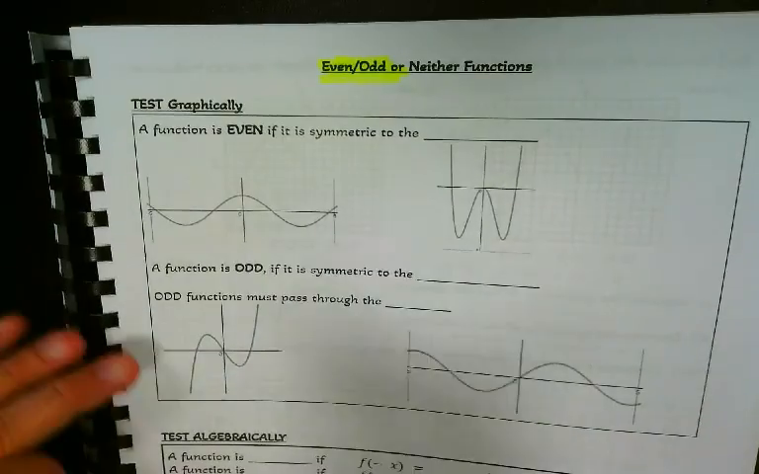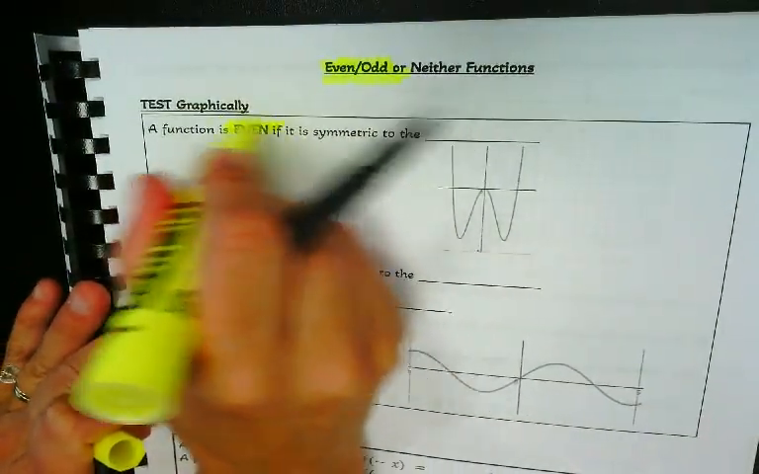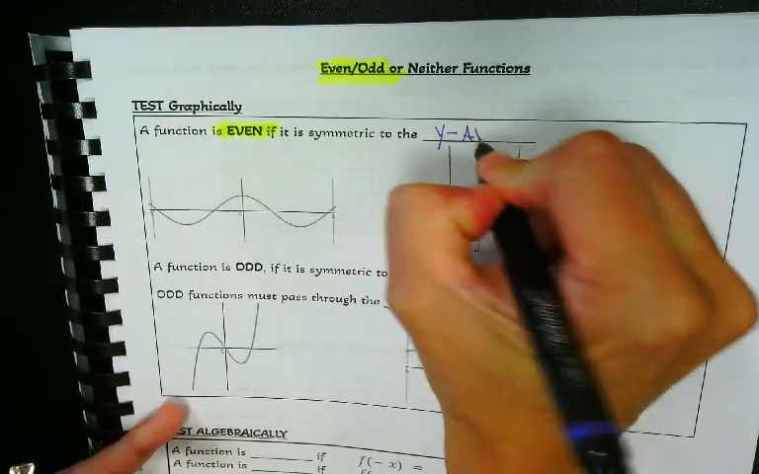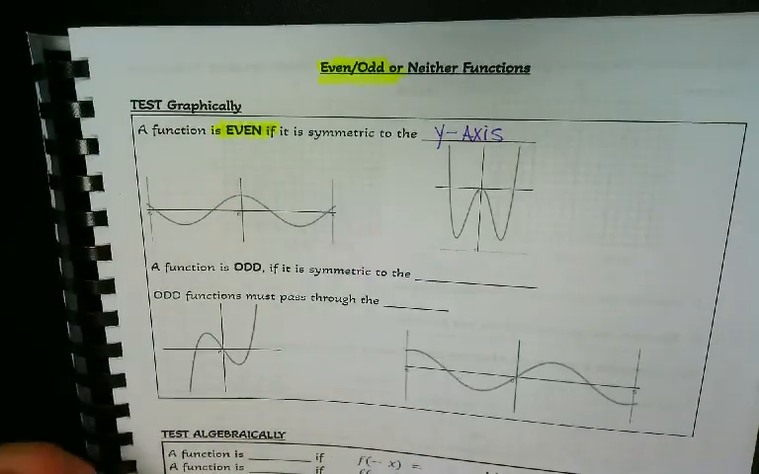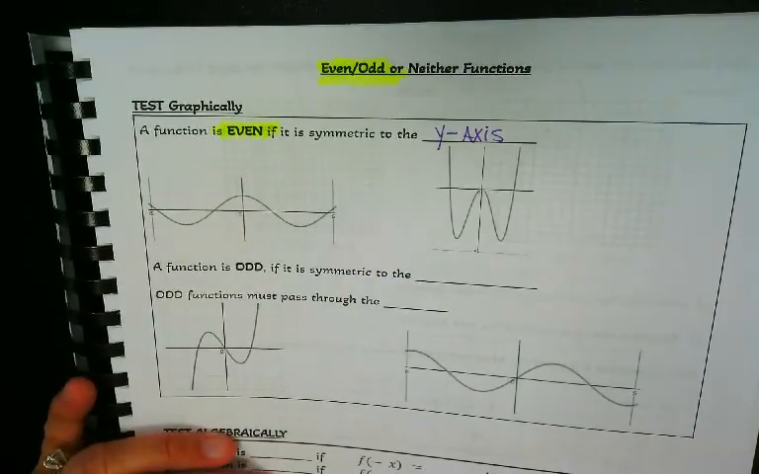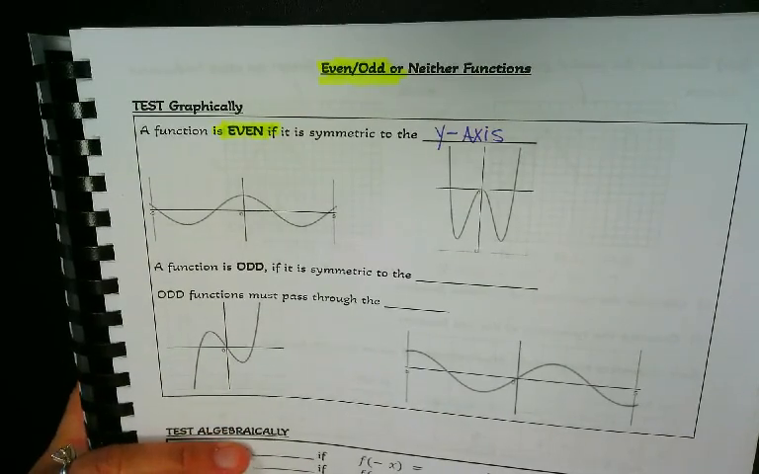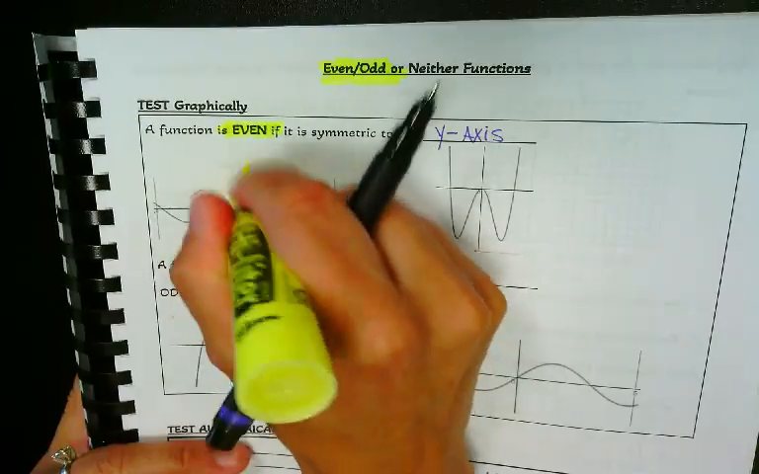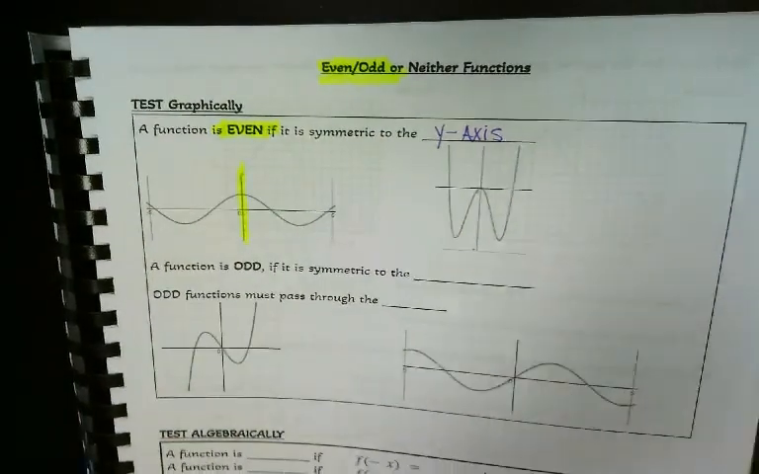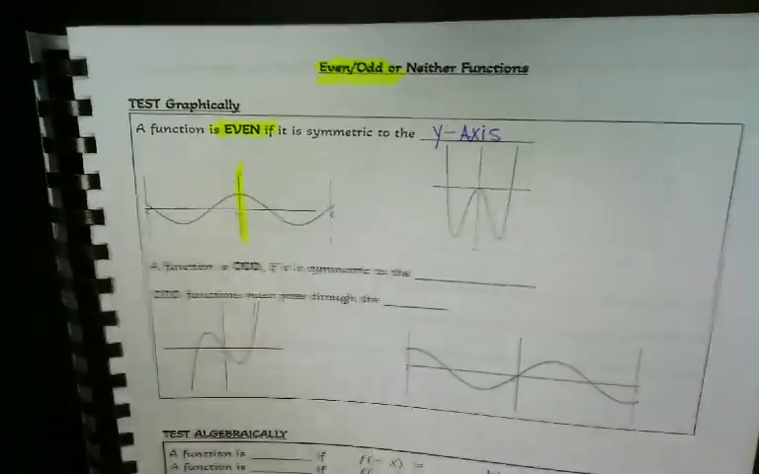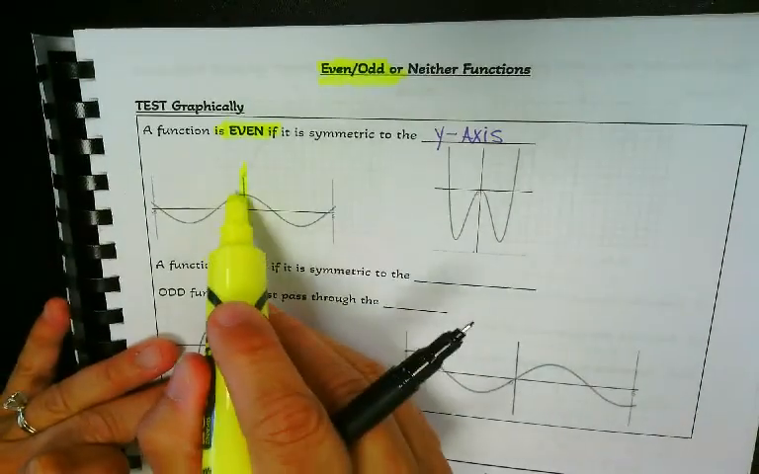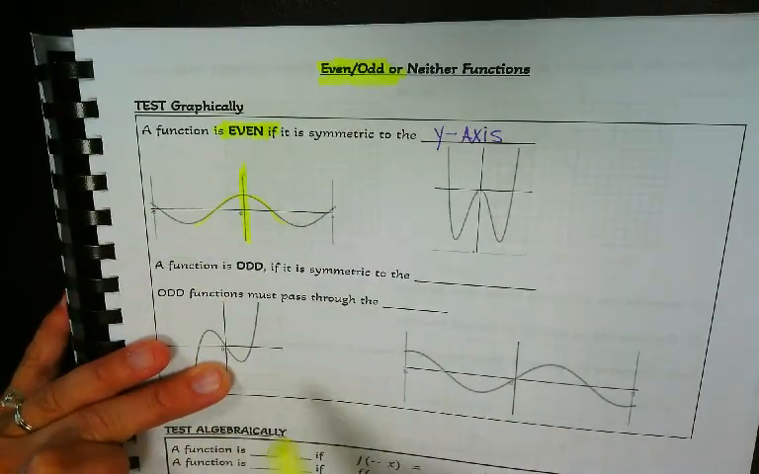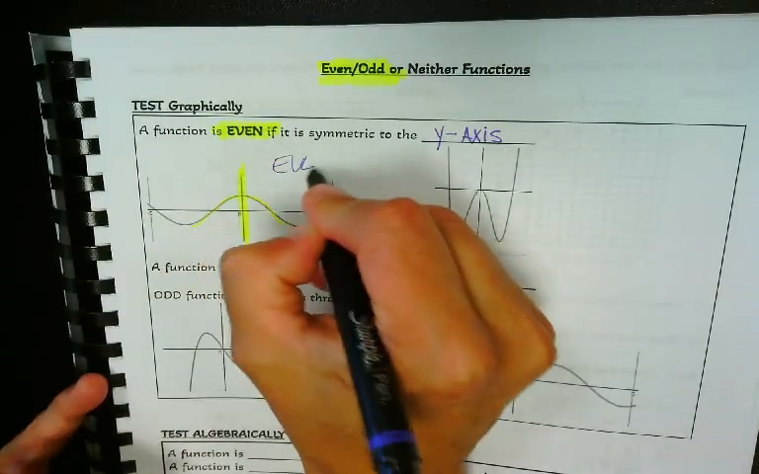So to test graphically, a function is even if it is symmetric to the y-axis. So if you take a look at this first example and you find your y-axis, you kind of picture, like in kindergarten, folding that sheet of paper and making a heart on half the side, and you open it up, it's symmetric. It should look the same on both sides. That's what we're saying when we're saying symmetric to the y-axis. So this is an even function.